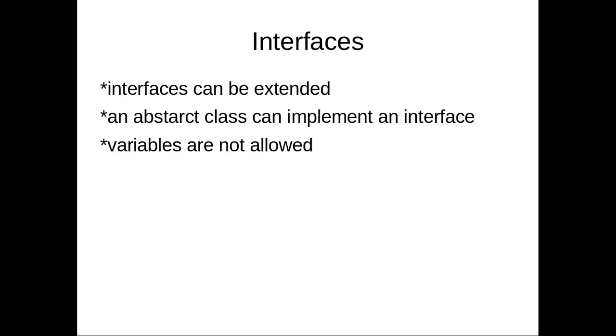Now we are going to conclude the discussion on interfaces. Interfaces can be extended, in the sense that if you have an interface, then you can create a sub-interface of that interface, and again that interface has to be implemented somewhere. So that's the thing. Next, an abstract class can implement an interface. If an abstract class implements an interface, definitely a subclass of that abstract class should implement the interface. And variables are not allowed. If variables are there, then they will be treated as constants. Okay, thank you.